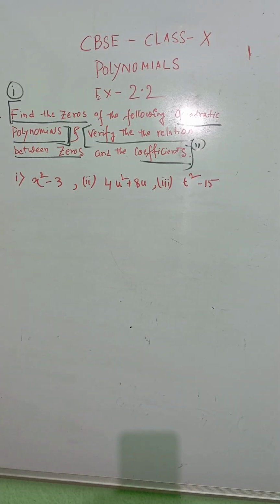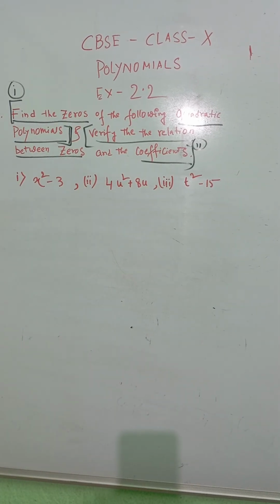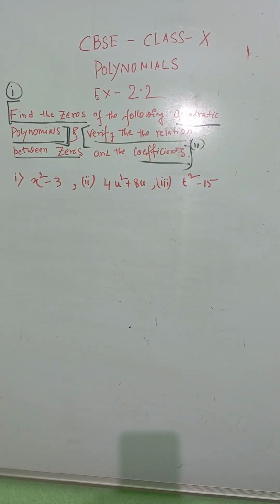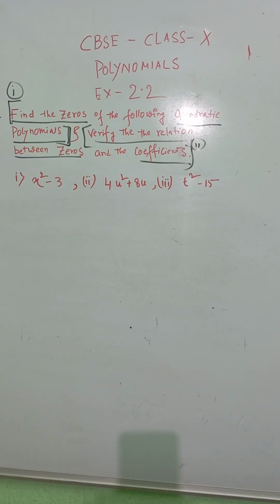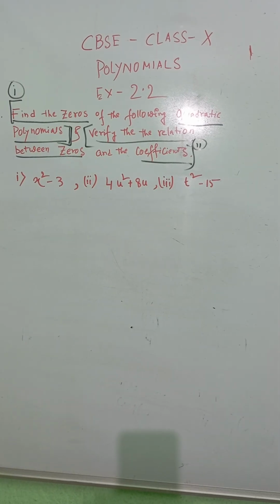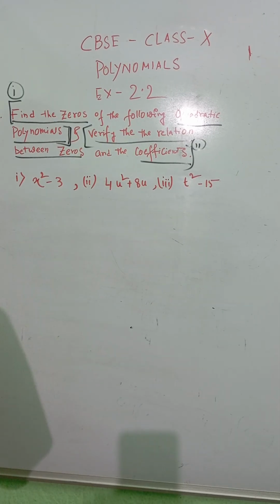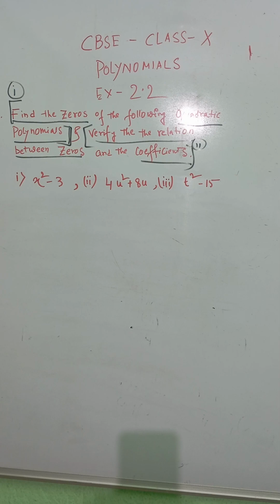Now you can see that number 1 and number 3 are the same. So what do we write? Number 1, x square minus 3. Clear?